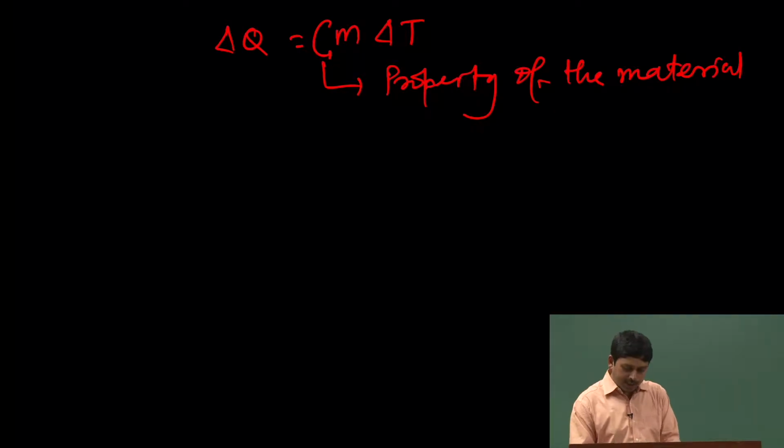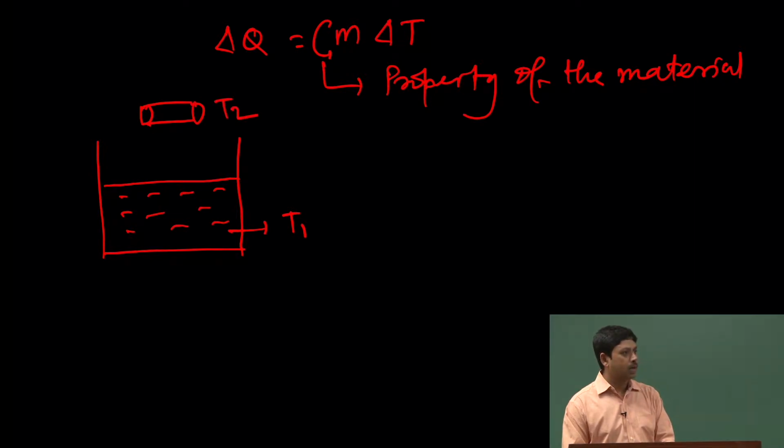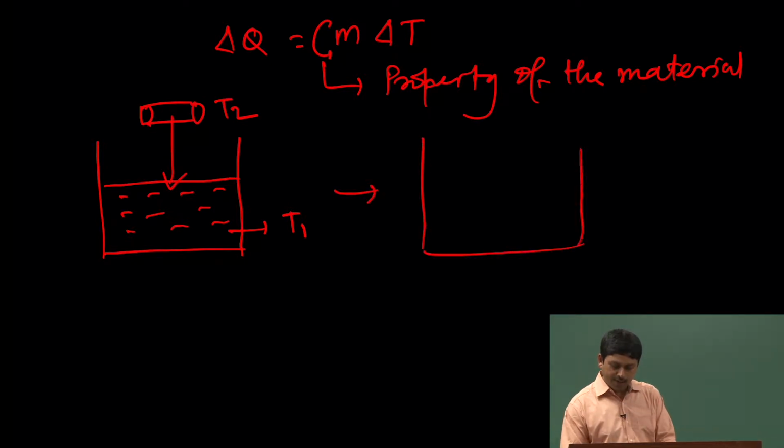Now, how do you get the specific heat of the system? Let us say that we have taken a water system, water in a beaker, and let us say its temperature is T1, and I have a metal rod whose temperature is T2. I do not know the specific heat of the metal. Let us say it is C. Now, when I dip the rod into that, the system will have water in which the metal rod will be there.